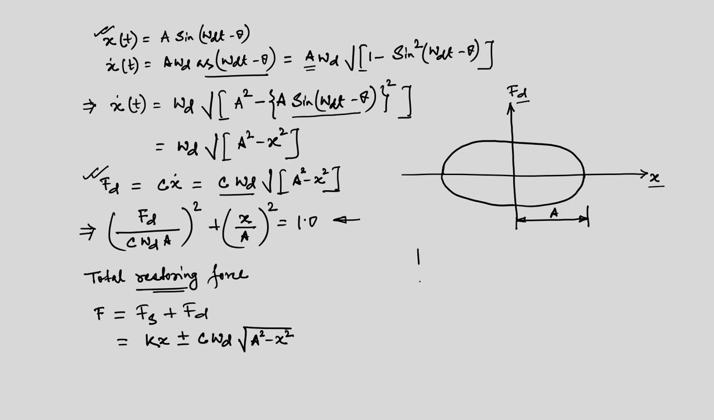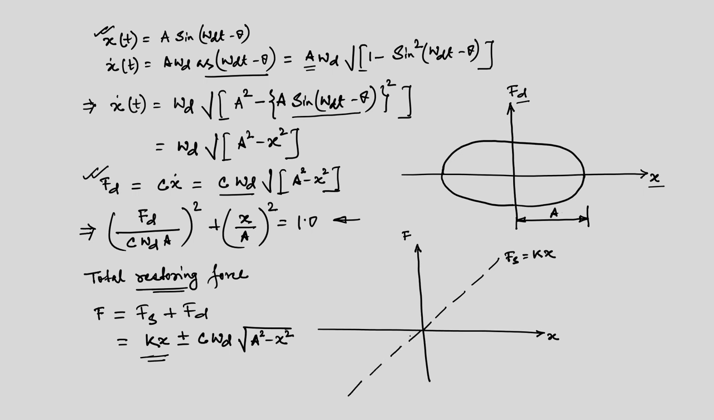Now, if we plot this again qualitatively, obviously there will also be a straight line because of the spring force. So, this is x and we have the restoring force here, and this is the spring force F equal to k times x. About this line, we will have the ellipse. And again, this is the point if I draw. So, this amplitude will be the amplitude of vibration.